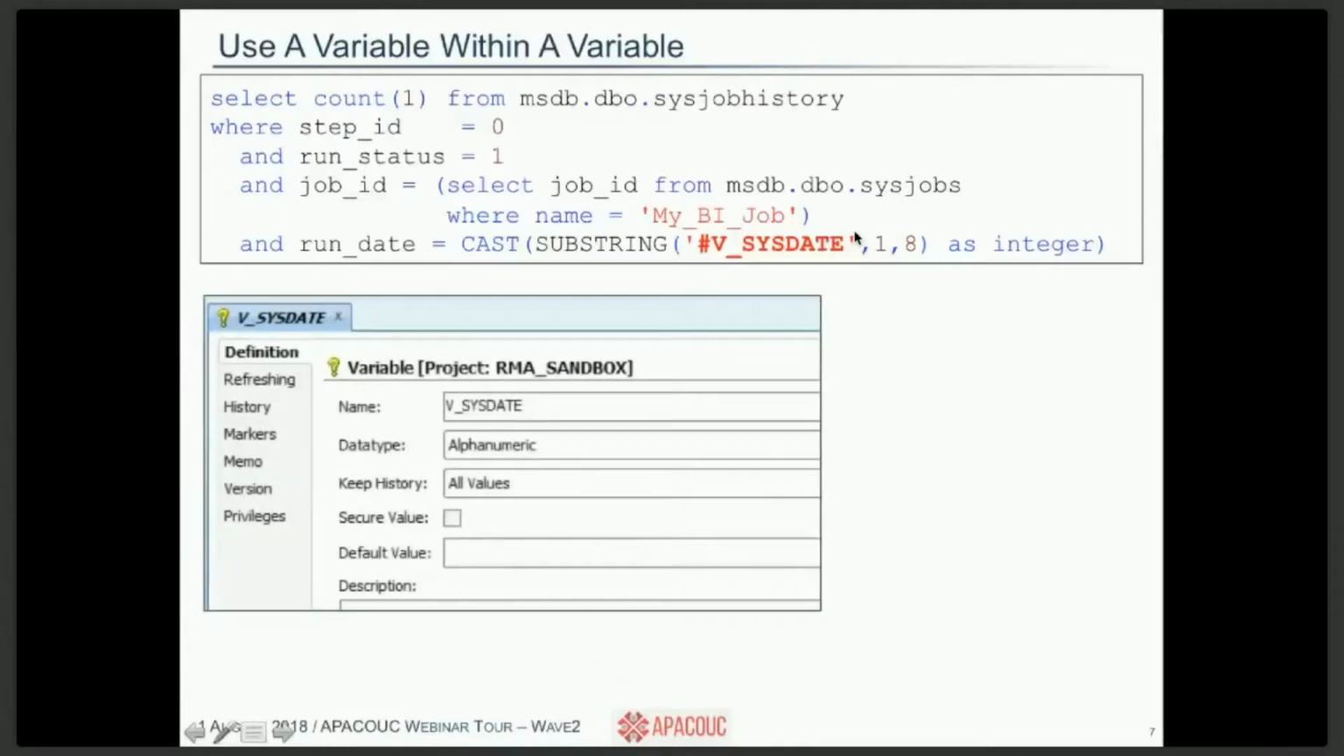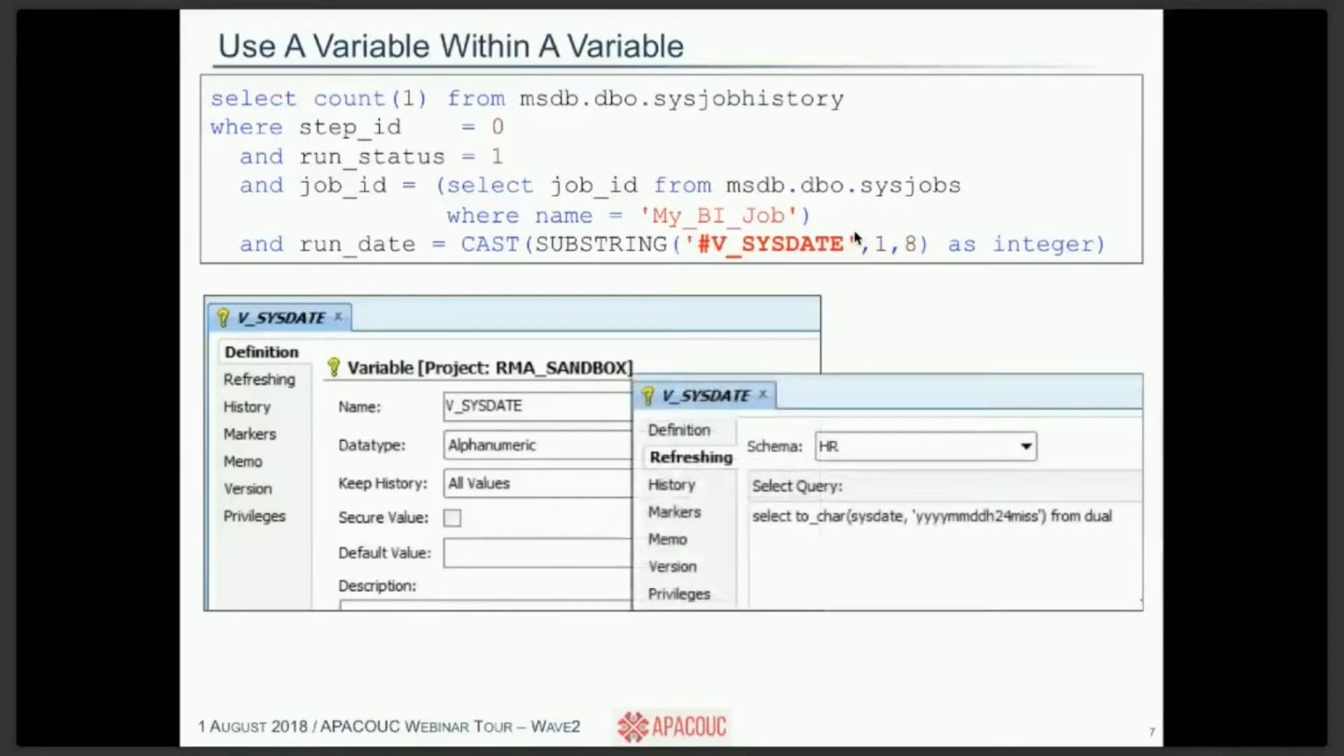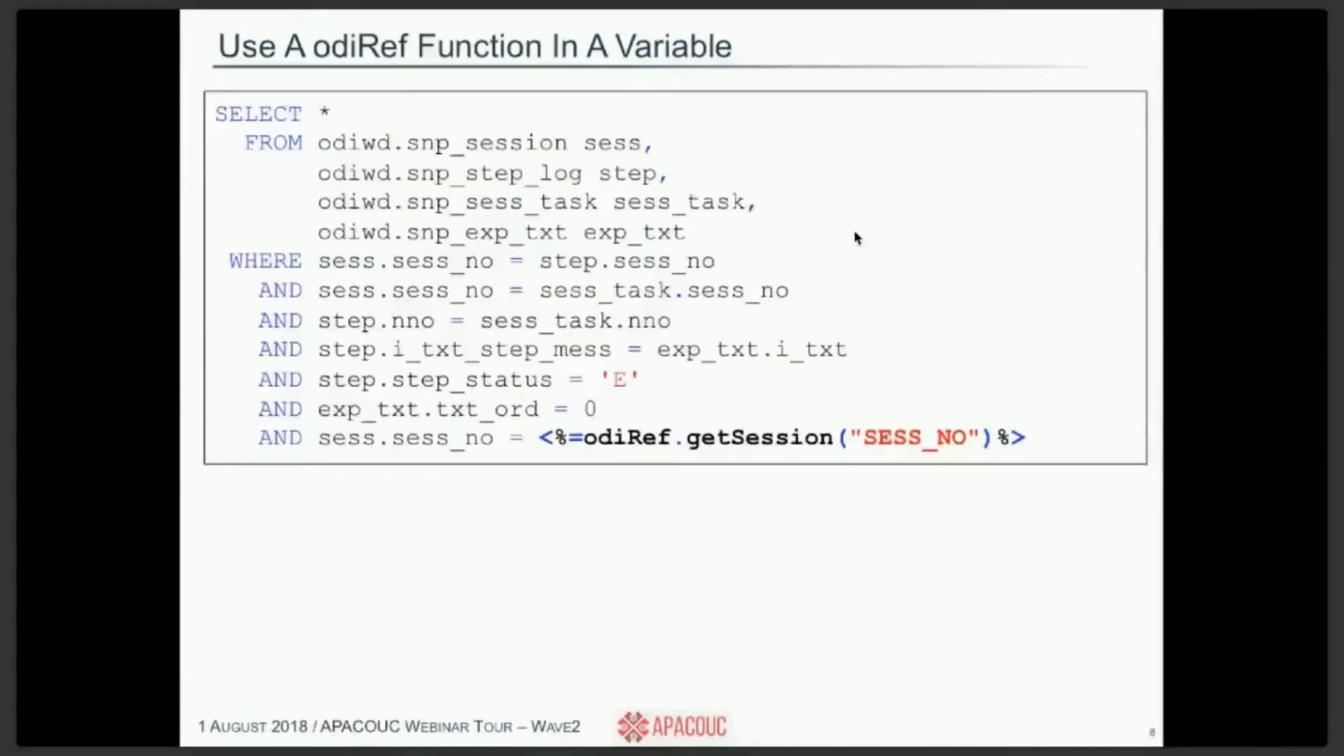This is so cool. This is so nice: you get the state from the Oracle database and post it to SQL Server and get something. So you can use any sort of variables within another variable. You can use ODI ref functions within a variable. For instance, for each session, you get a session number, and this getSessionNo gives you the number of the session, and you can select something from the repository here. And this is the ODI work repository.